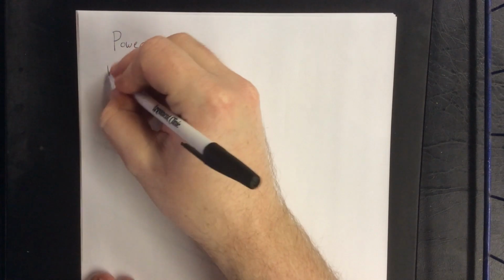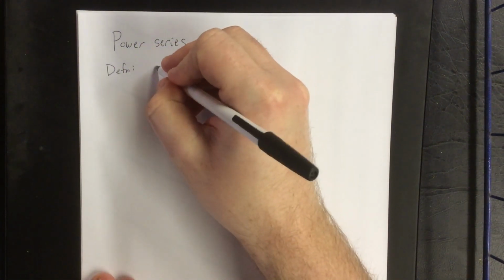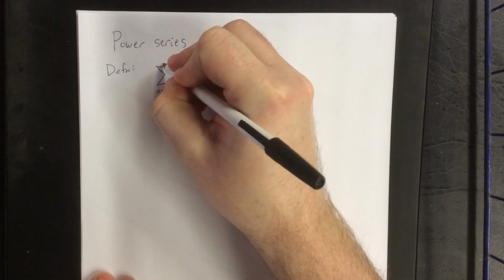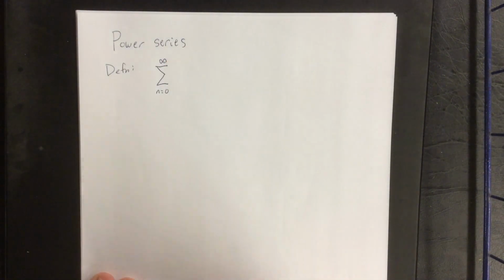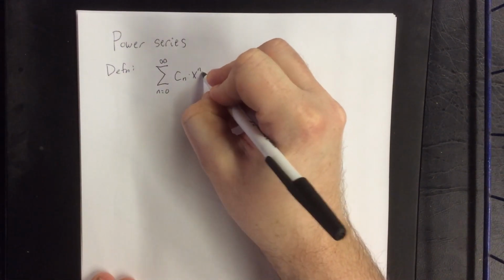This video serves as an introduction to the concept of a power series. So we'll start with a definition of what a power series actually is. A power series is a series starting at n equals 0 and going to infinity of a set of coefficients times different powers of x.